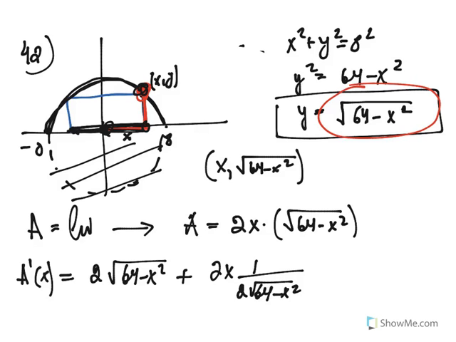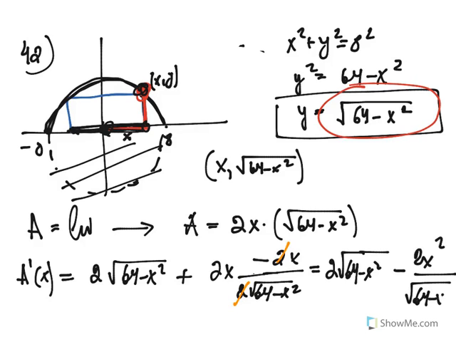The chain rule gives you negative 2x. So we can cancel this. And we end up with 2 square root of 64 minus x squared, minus 2x squared on the top and a square root of 64 minus x squared on the bottom.